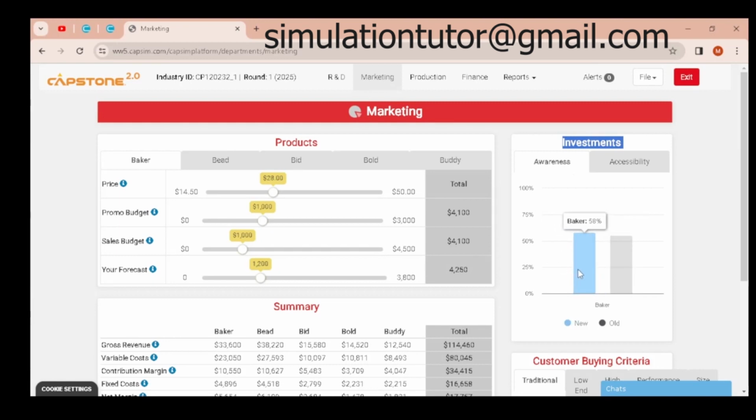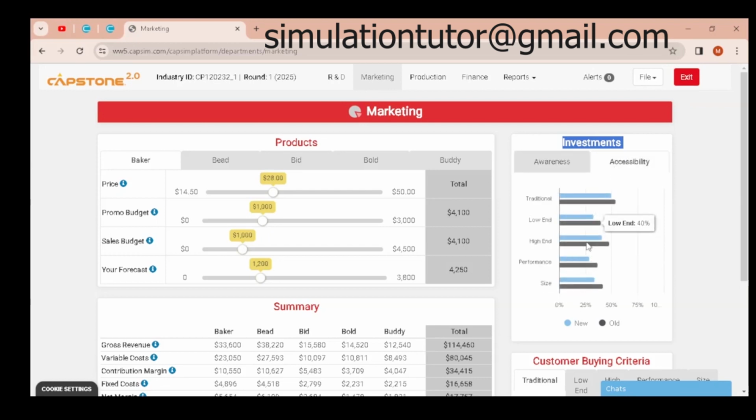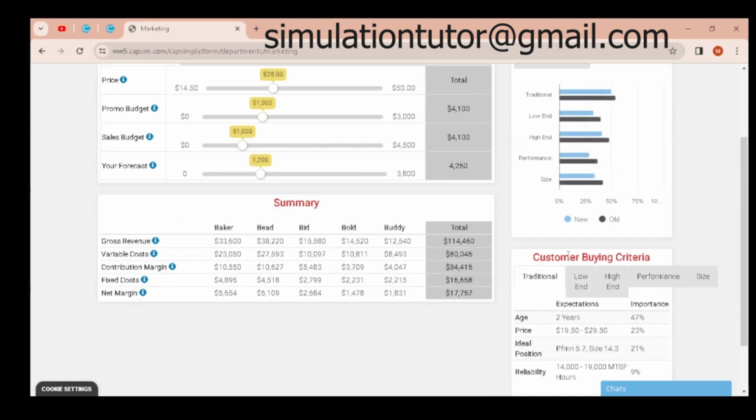How aware are customers of our product? This one should be around 90 to 100%, so this graph should move up to here. So it's advised you promote your products very well under promotion so that you can increase customer awareness. Under accessibility also, you need to promote your products very well so that they can be between 75% and 100% in the simulation.